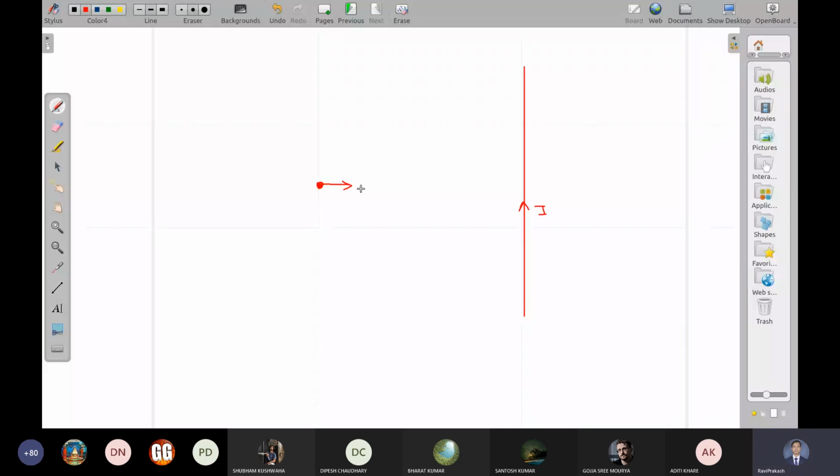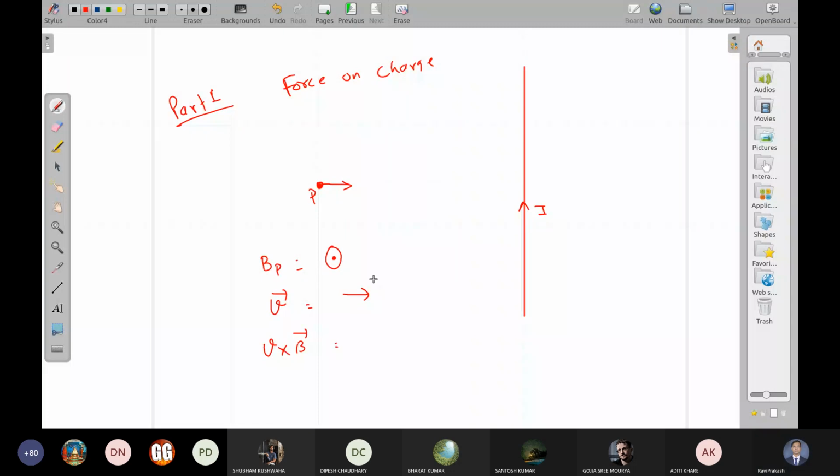So part one is this. Force on charge, right? Force on charge means what is the magnetic field at this point P? It is in the direction of this one, right? What is B? B is this. What is v cross B? This is the direction of force, right? So v cross B is how much? This, right? So this particle will move downward.